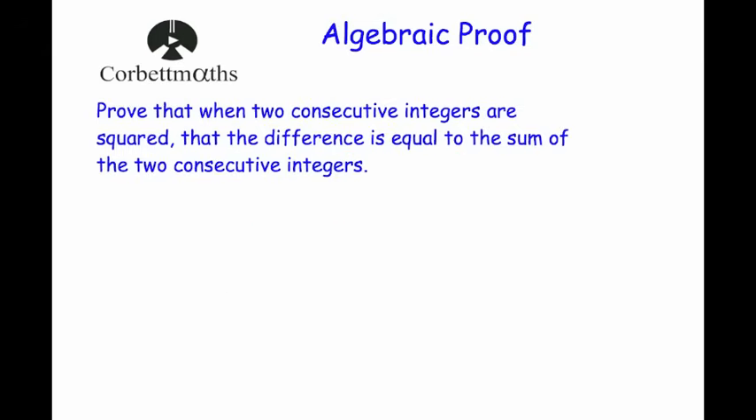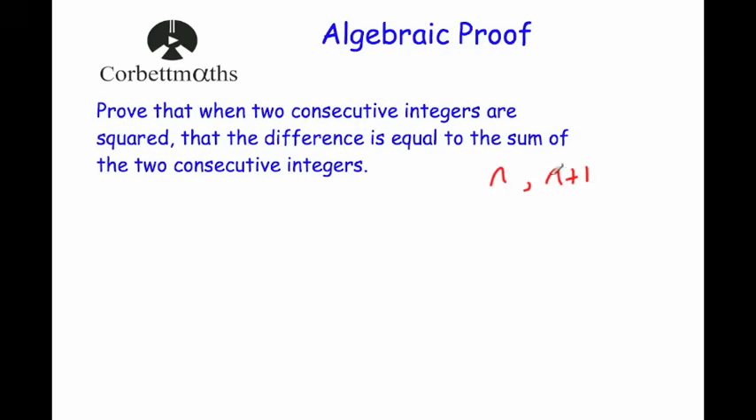Next. Okay, now last example. Last example says, prove that when two consecutive integers are squared, the difference is equal to the sum of the two consecutive integers. So first of all, let's state what our consecutive integers are to begin with. So let's let our two consecutive integers be, well, it doesn't specify whether it's an even and then an odd, or an odd then an even. So let's let our first one be n, and our next one would have to be n plus 1.